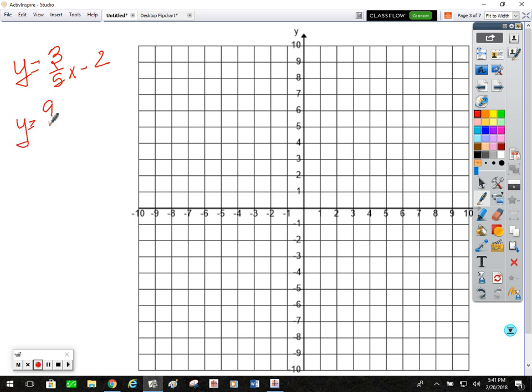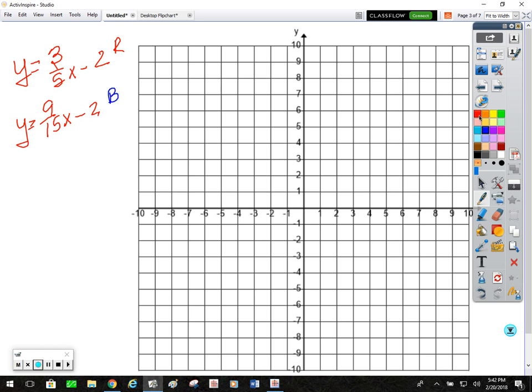All right, what about this if I say y equals 9/15 x minus 2. All right, so we're going to do this one in red, and we'll do the other one, hopefully, in blue.